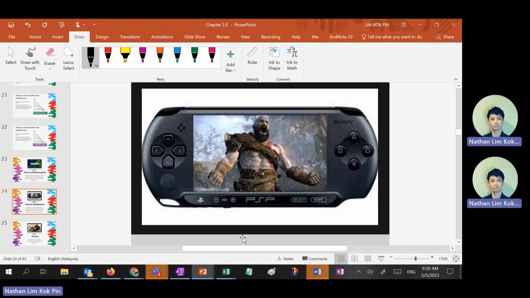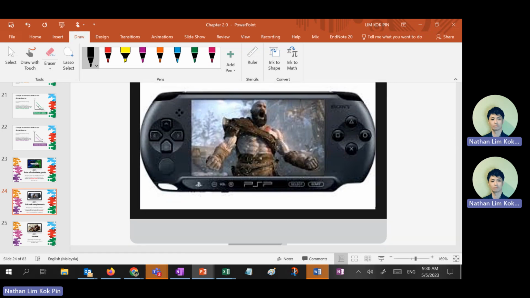PSP must be played together with the game, the CD, where your CD inside. Seriously, PSP must be played together with the game, right? So I will use PSP and game as complement. If I have PSP, I don't have game, is it useful? You have a game, I don't have PSP, is it useful? That's the meaning of complement. Use together, consume together.